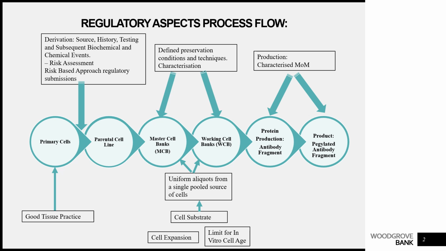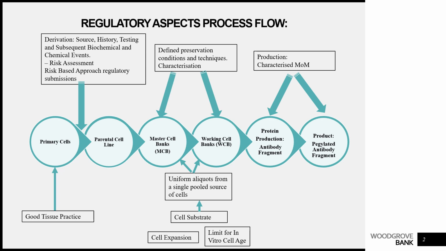But we have to consider other things. We have to consider how we are going to manufacture. We will have a cell bank, a master cell bank and a working cell bank, and I'll go into more detail of what these actually are. But in a nutshell, they're just a uniform aliquot from a single pool source of cells.